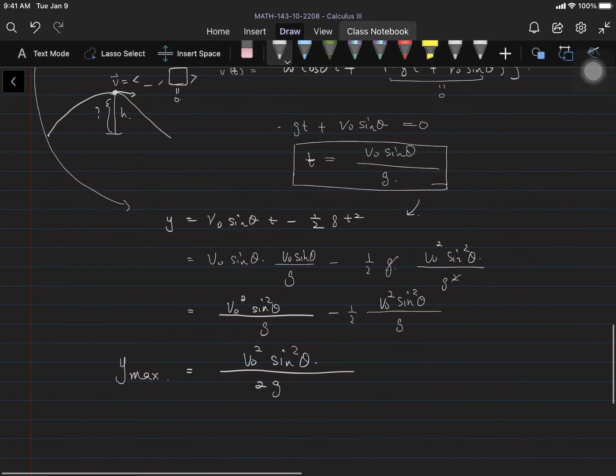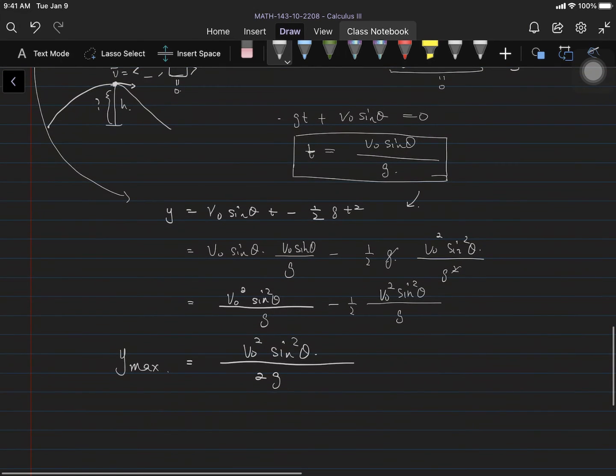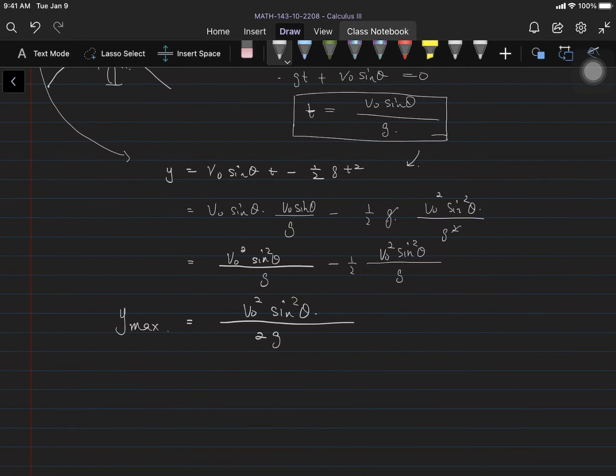We don't need to memorize this formula. I will give you an example later. We can just plug in the numbers, solve for t easily from the real problem, and plug into our y value, and we can find y. So you don't need to memorize the formula here.